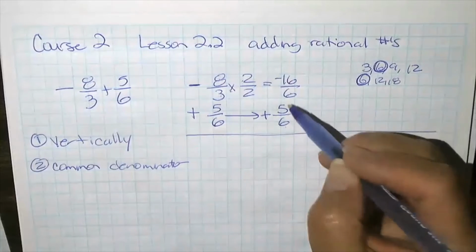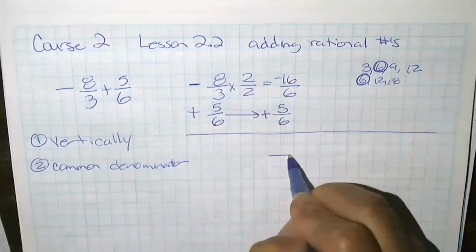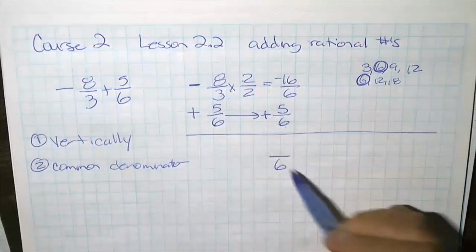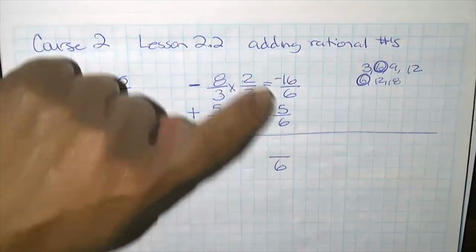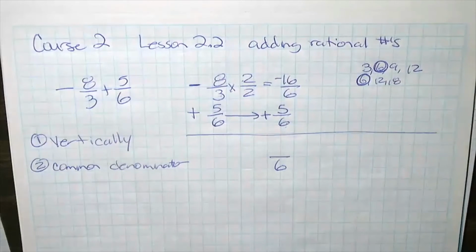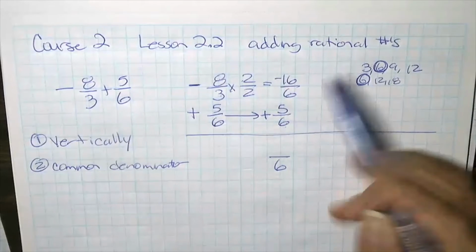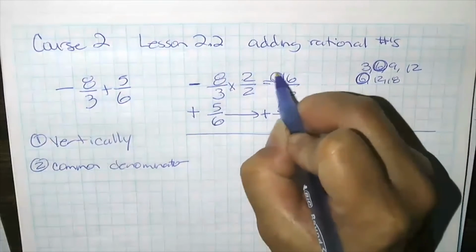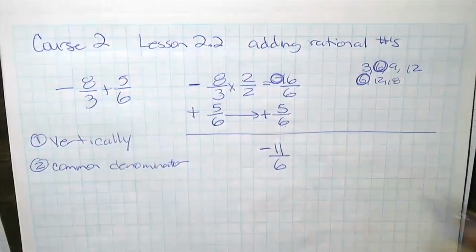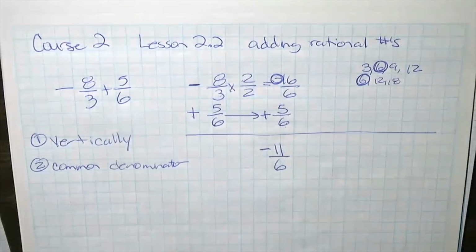Okay. I'm going to bring my common denominator down. It's common. Now, I need to look at my signs. I have a positive and a negative. So I'm going to add or subtract? I'm going to subtract. So 16 minus 5 is 11. And I'm going to keep the sign of the largest number, -11/6.